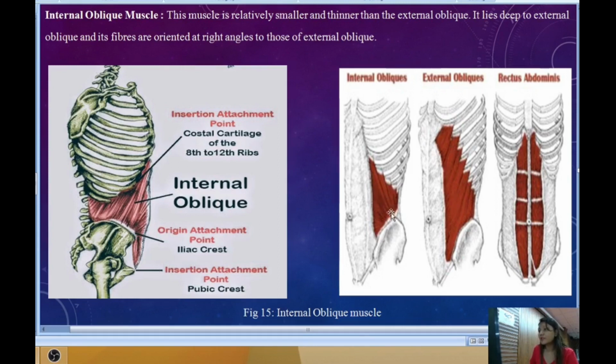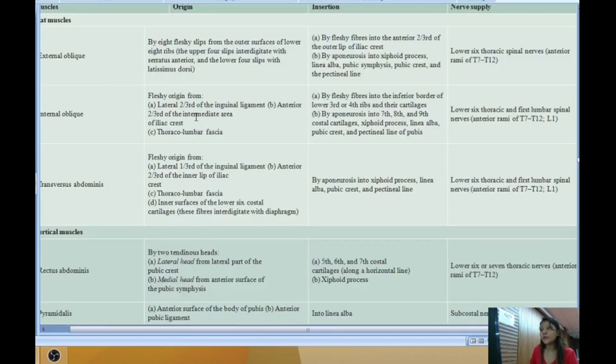The direction is opposite to the direction of the external oblique, and it is at right angles. So the direction is at right angles to the external oblique. Okay, so the origin is from the lateral two-third of the inguinal ligament and anterior two-third of the intermediate area of the iliac crest, and also the thoracolumbar fascia. And the insertion is the inferior border of the lower third and fourth ribs, and the aponeurosis into the 7, 8 and 9 costal cartilage. The nerve supply is T7 to T12 and also L1.